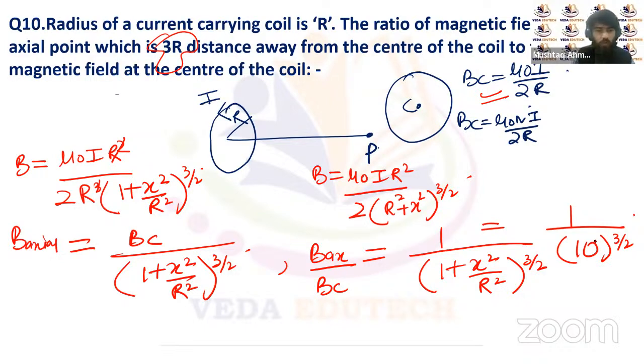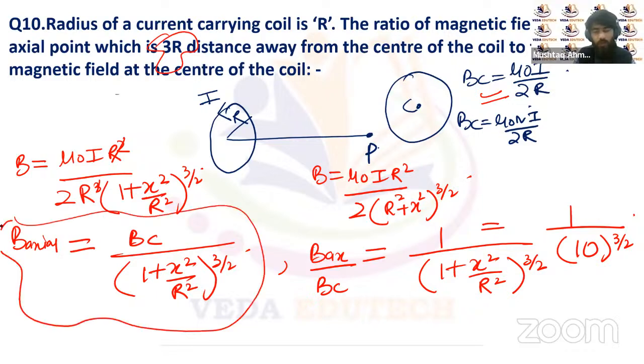So this is an important equation. That's a relation between the magnetic field at the center and at an axial point, right? So with the help of this equation, we can find out the ratio between the two magnetic fields at the axial point and at the center of the current carrying wire, right?